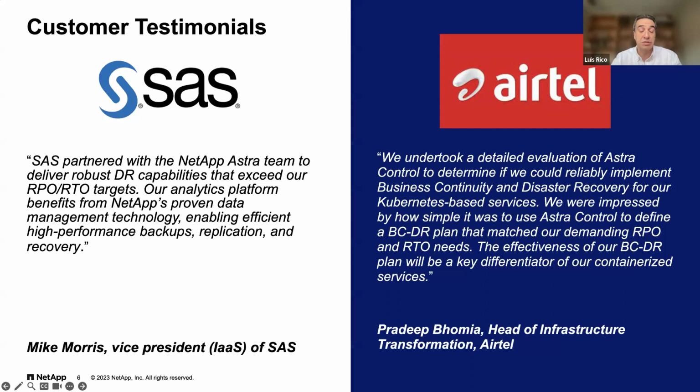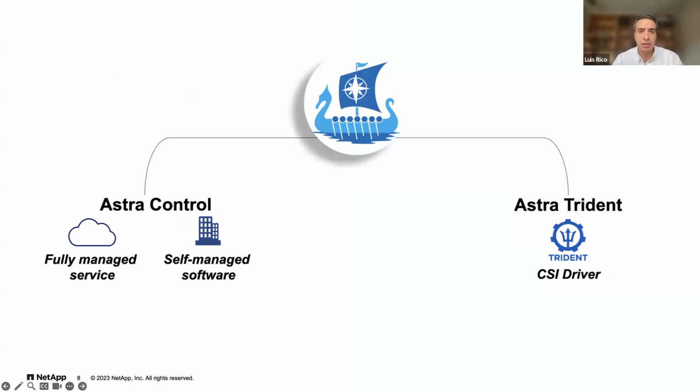The same or similar is Airtel. Airtel is a big telco company with 500 million mobile lines in India, and they are a huge OpenShift user, and they are using Astra to provide disaster recovery and business continuity for their OpenShift clusters on-prem. So this is one cloud example and one data center example, and we can help them all. So this is what analysts or customers say about Astra. What is Astra? Astra is two products.